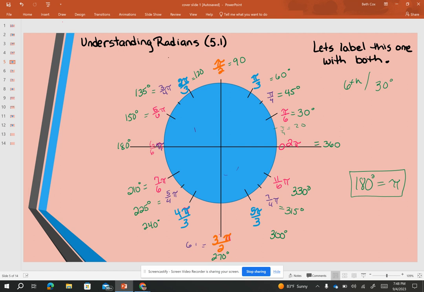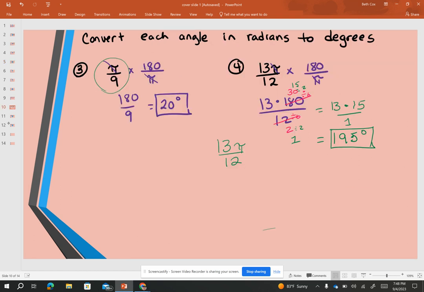And the answer was 190. What was our answer? 195. Again, that's just a little bit bigger than 180, so that one makes sense as well.